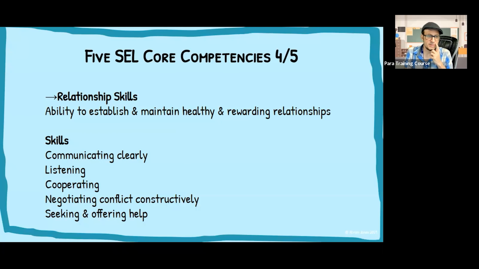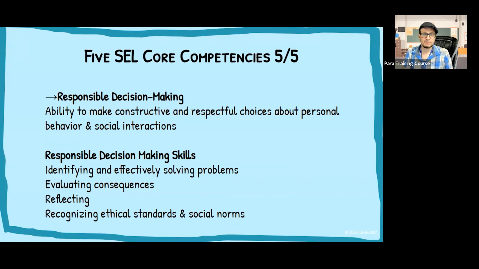Okay, the final competency, responsible decision making. Defined here as the ability to make constructive and respectful choices about personal behavior and social interactions. These skills include identifying and effectively solving problems, evaluating consequences, reflecting, recognizing ethical standards and social norms. Okay, so there's a reason that this is competency number 5 and not competency number 1. It builds upon all the other competencies that we've talked about.